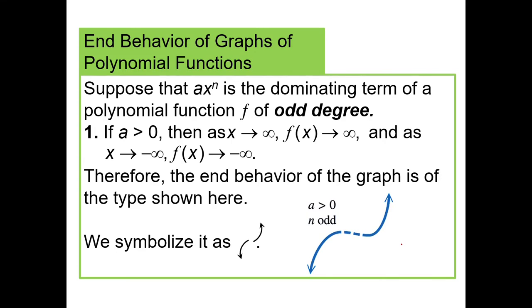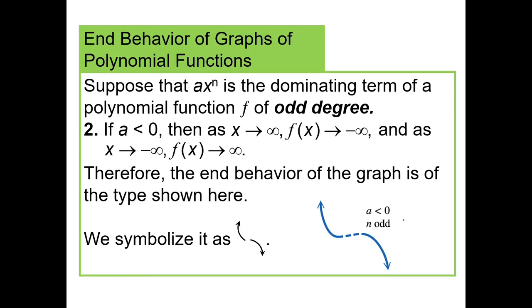Suppose that ax to the n is the dominating term of a polynomial function f of odd degree. If a is greater than 0, as x approaches infinity, f of x also approaches infinity, and as x approaches negative infinity, f of x also approaches negative infinity. Therefore, the end behavior of the graph is of the type shown here. If we have an odd function, it goes down to the left, and it goes up when we go to the right.